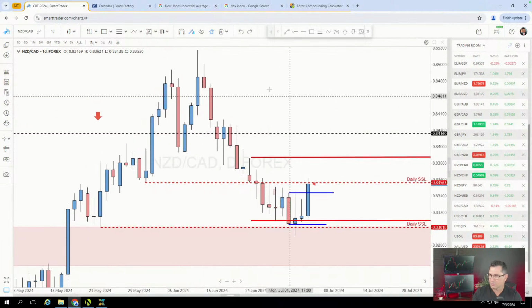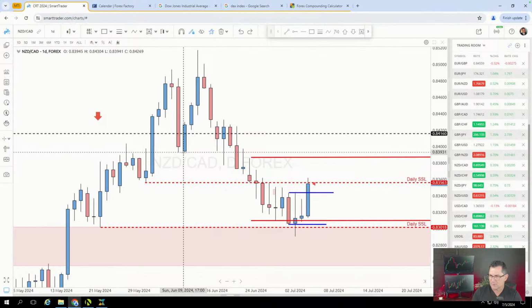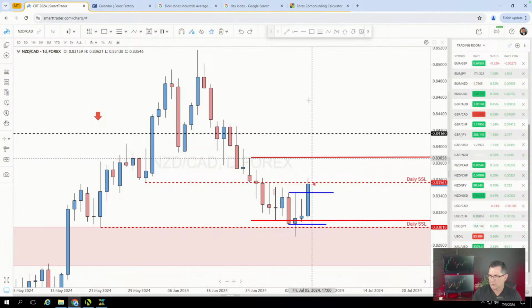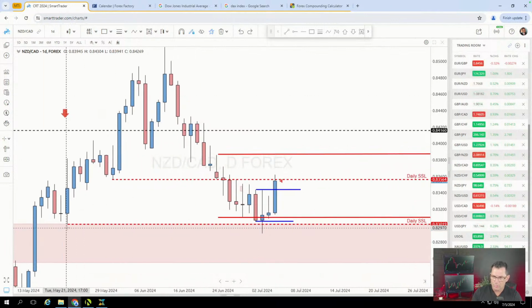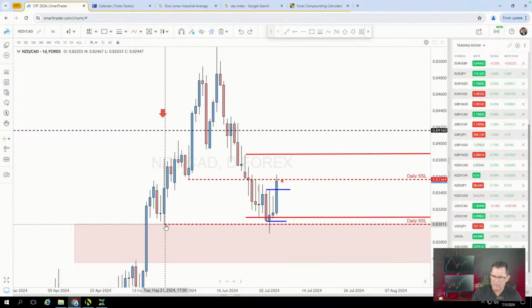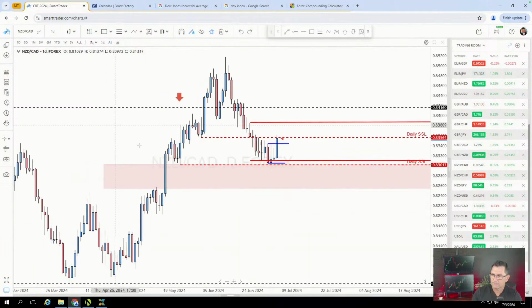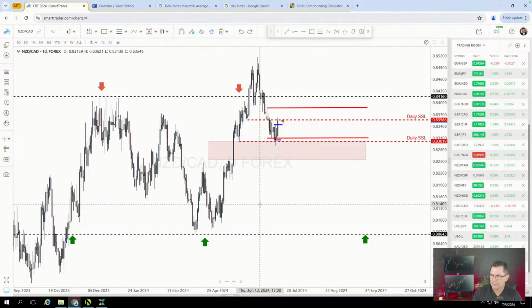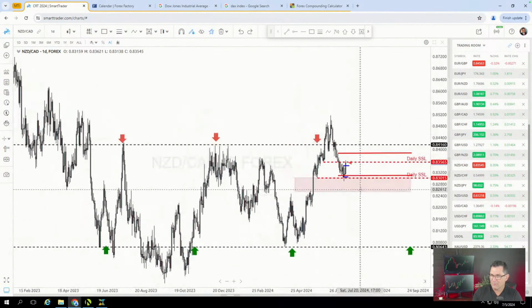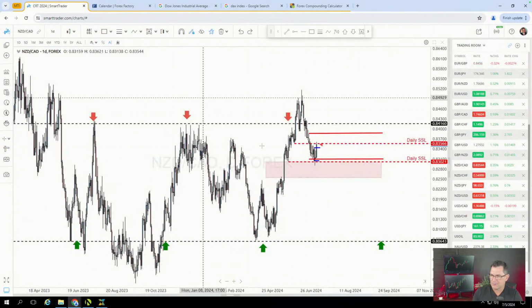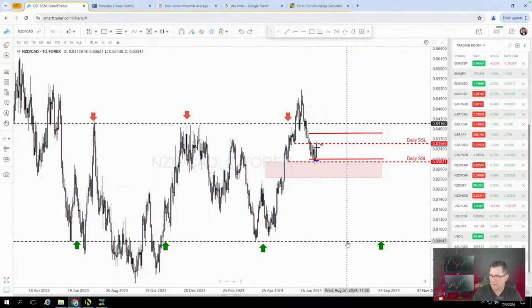So let's see here. We've got price that can move up to retest this area. That area is also close to the weekly top of the range. We did pop through that low right there. So overall, I'm still looking at the New Zealand CAD to be bearish down towards this area right here.